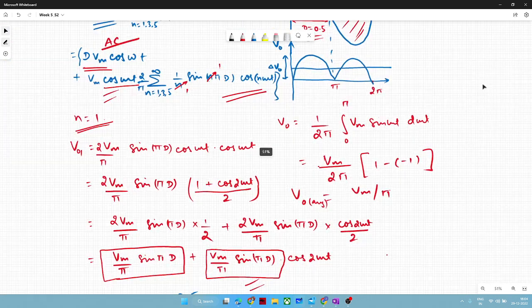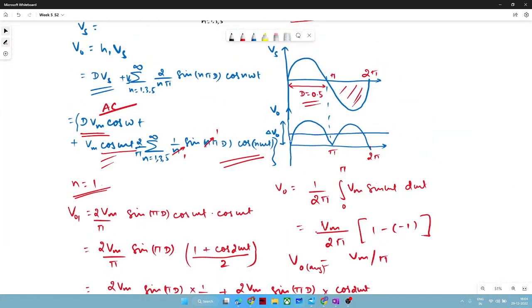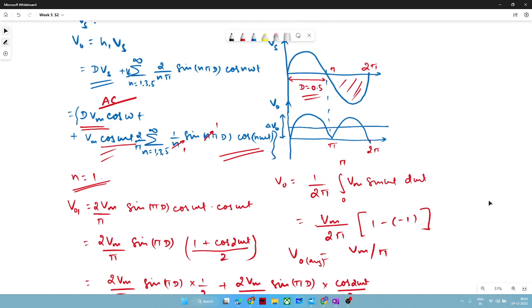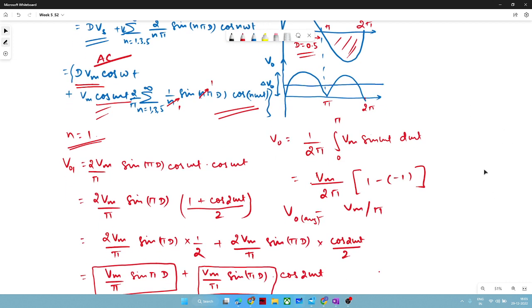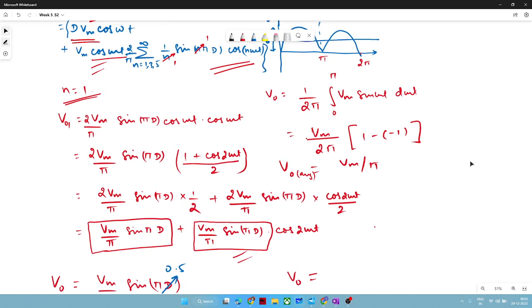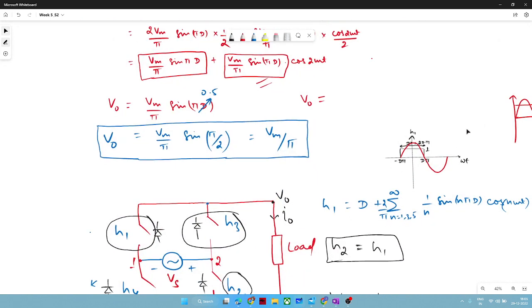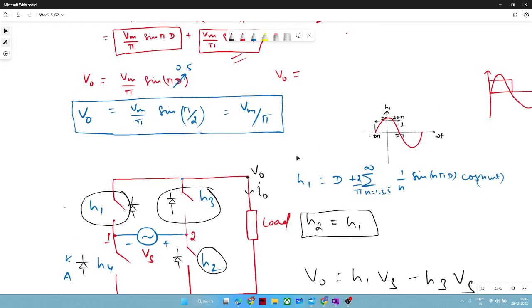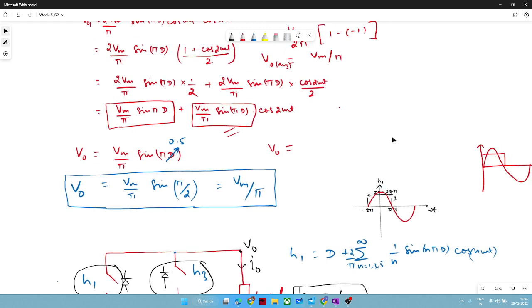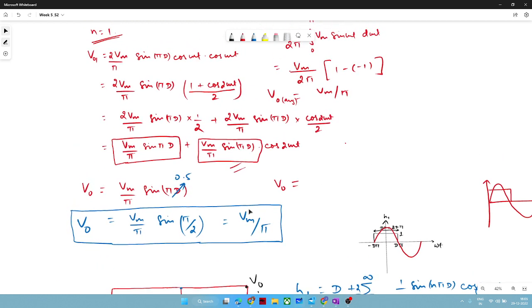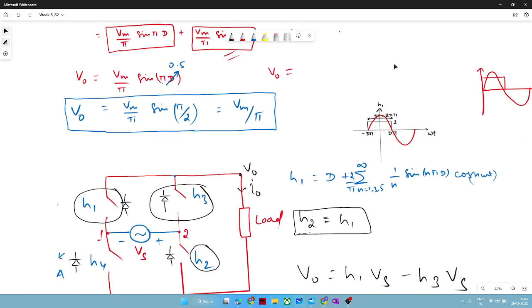Even from this waveform, you can visualize that this waveform has a very high ripple, delta V naught, and your output average voltage is Vm by 2 pi or Vm by pi. I showed that in my last lecture, and after that we tried to find out the output voltage just with the help of these expressions of the Fourier series of switches, and we calculated Vm by pi for the half wave rectifier.